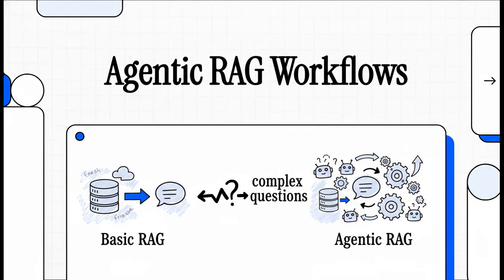So if you're in the AI space at all, you've definitely heard of RAG, Retrieval Augmented Generation. It's an awesome tool for giving your models fresh, up-to-date info. But what happens when the questions you're asking get really, really complex? Well, that's when basic RAG starts to hit a wall. And that's where we're going today, to the next evolution of this tech, Agentic RAG.